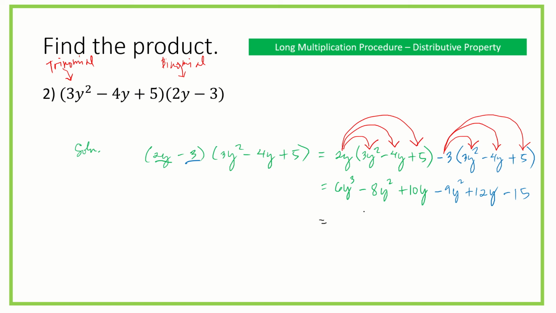So starting with y cubed, we can check whether there is another term here with y cubed. And you don't see one. So just copy 6y cubed. Now, next, negative 8y squared with the literal coefficient y squared. So you see that this is also y squared.